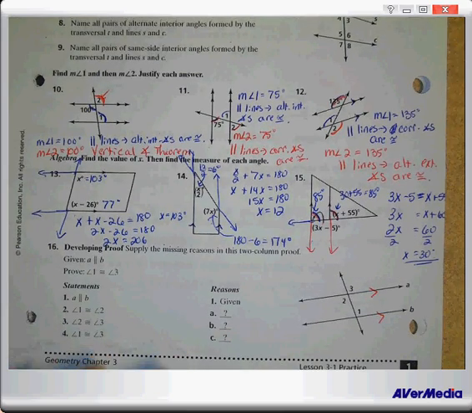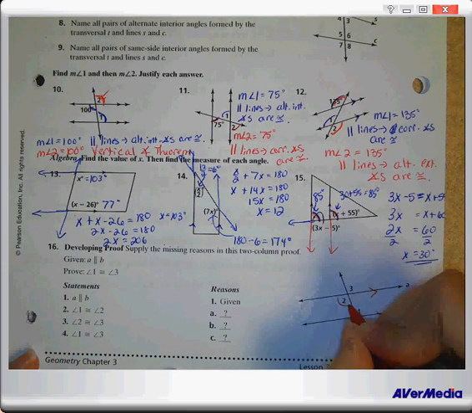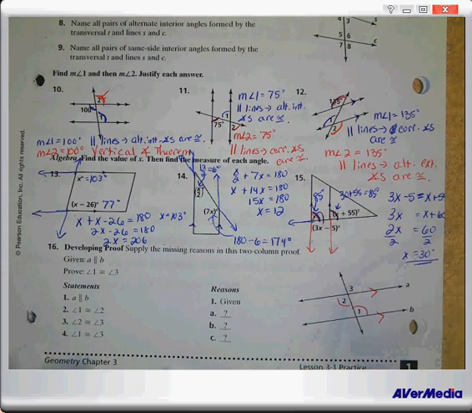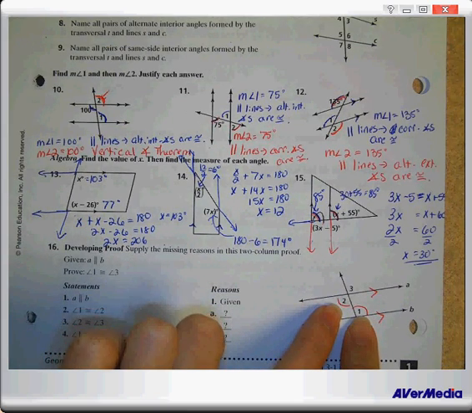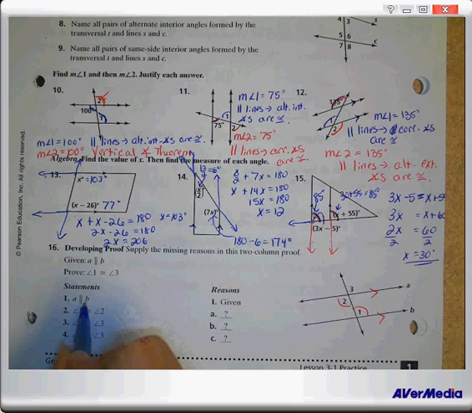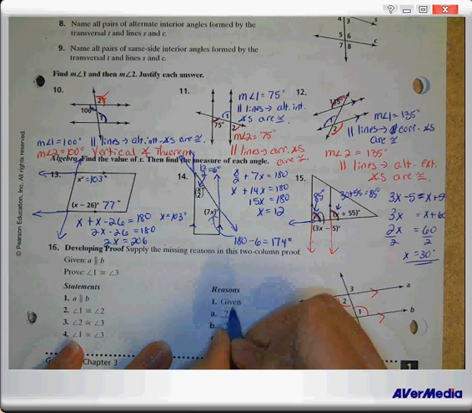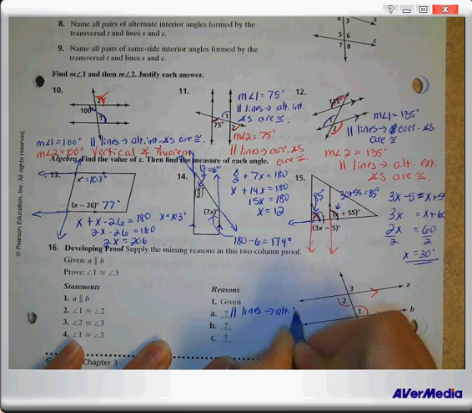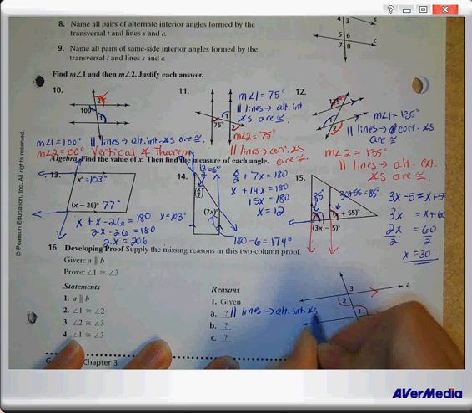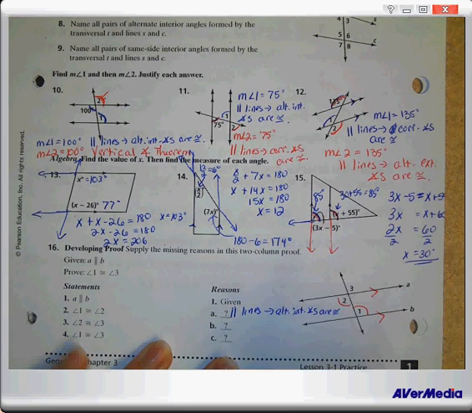Then notice the next step that they're going to tell you. They tell you angle 1 is congruent to angle 2. Why are they congruent? They're what type of angles? Alternate interior angles. And since the step before tells me they're parallel, I'll just go, all right, parallel lines, then alternate interior angles are congruent.